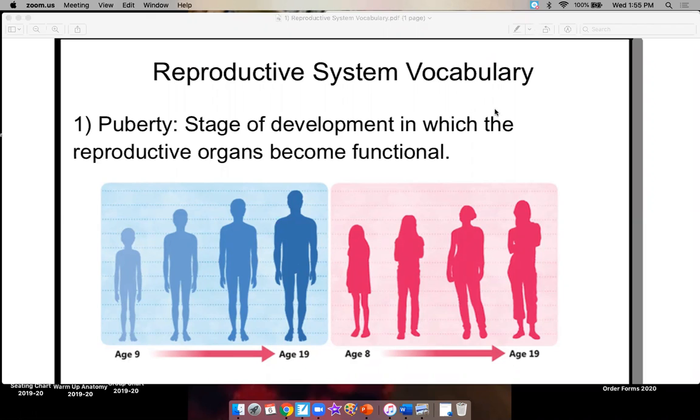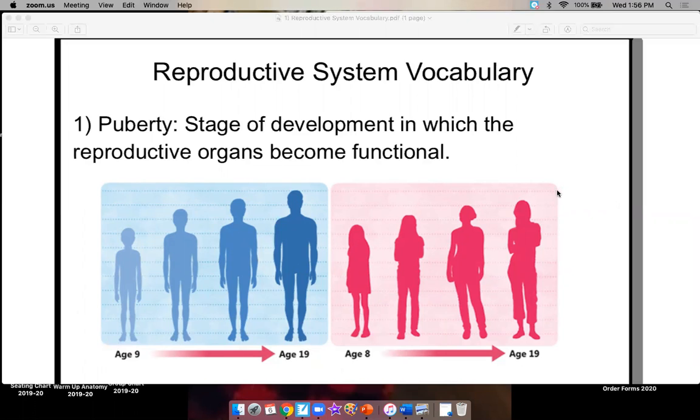Your first word is puberty. This is the stage of development in which the reproductive organs become functional. And you can tell from this picture, for males, usually between the ages 9 and 19, it will begin, or sorry, start near around here and end around here. Ladies, you start a little bit earlier, usually around 8, but again, could be older, and then again end around 19. But everyone is different. These are just averages.